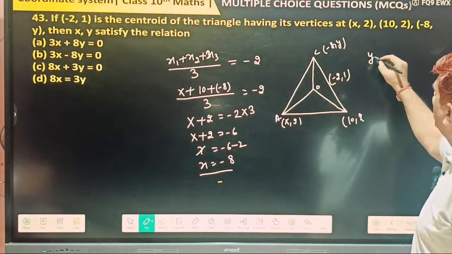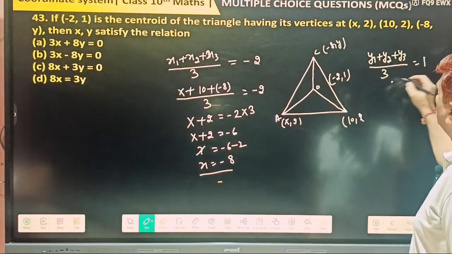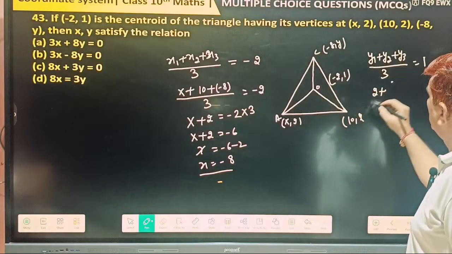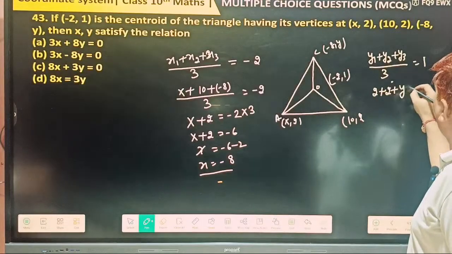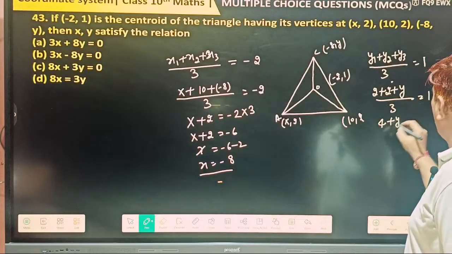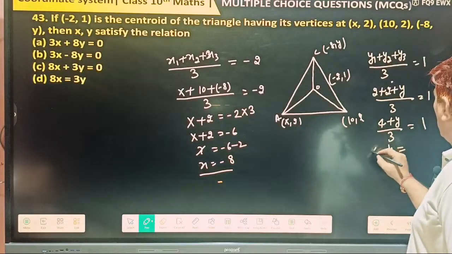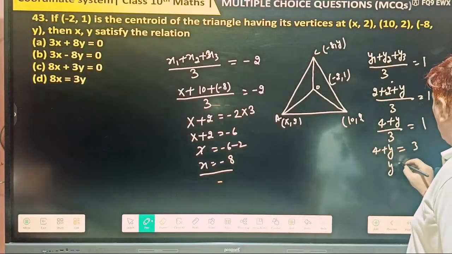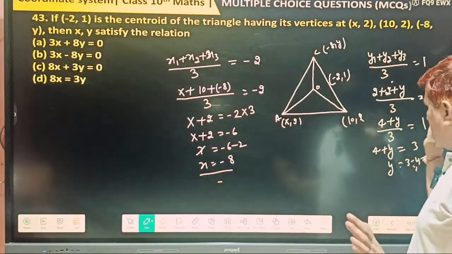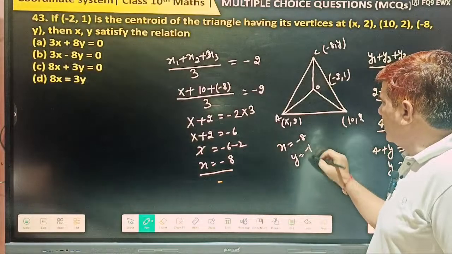What's your (y1 plus y2 plus y3) by 3 equal to 1. So what's your y1? This we have written 2 plus y by 3 equal to 1. So it becomes 4 plus y by 3 equal to 1. So y equal to 3 minus 4, how much? Minus 1. Got it? So x equal to minus 8, y equal to minus 1.